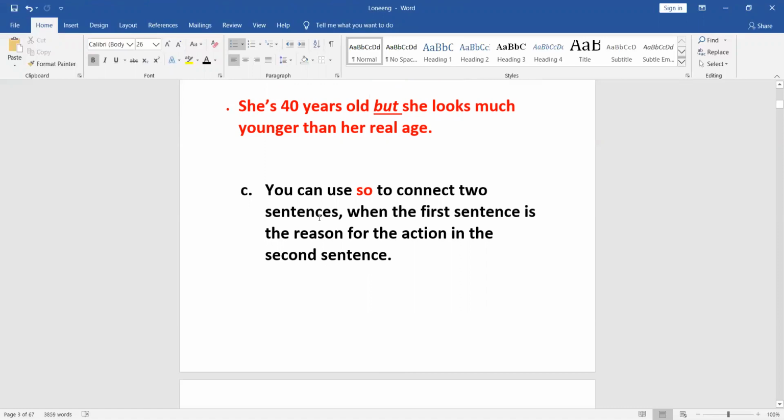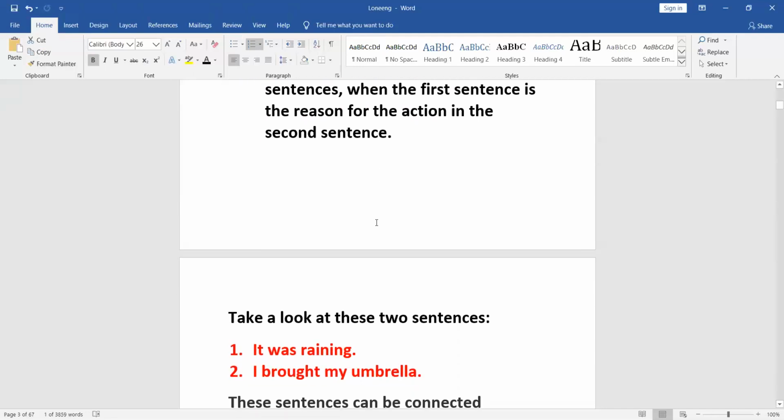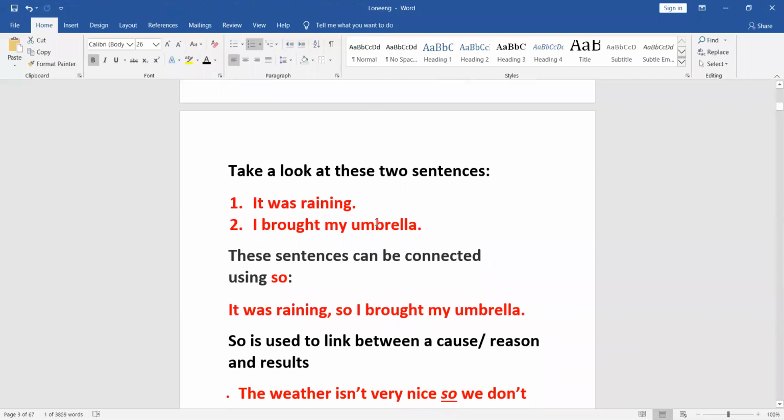You can use "so" to connect two sentences when the first sentence is the reason for the action in the second sentence. So you need to pay attention now. "So" is used when, as I told you, there are two phrases, and when you want to connect two phrases, you use a conjunction. So when the first sentence is the reason for the action of the second sentence, the first sentence is the reason, and the second sentence is the action or the byproduct of the first sentence, then you use "so". Let's take a look at a few examples.